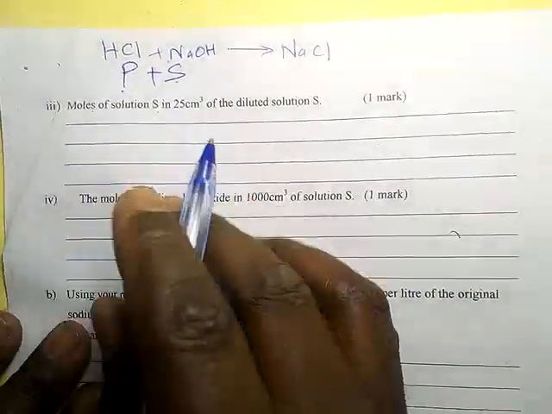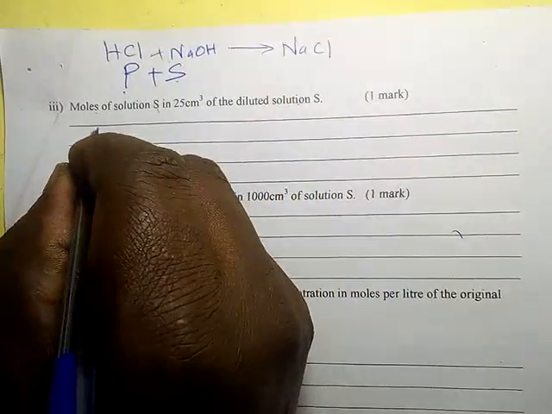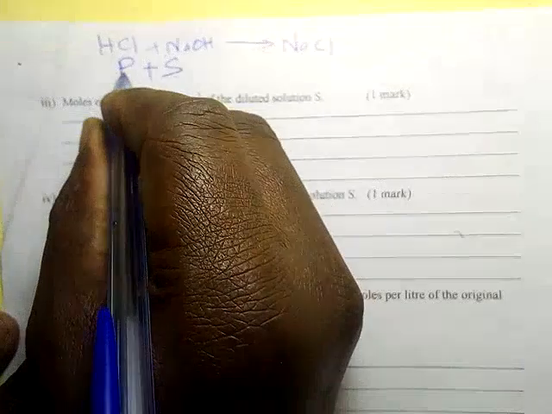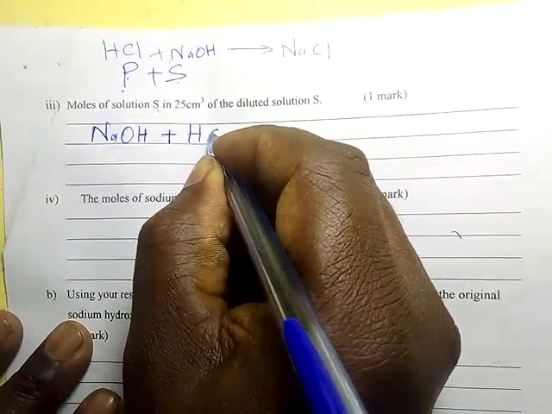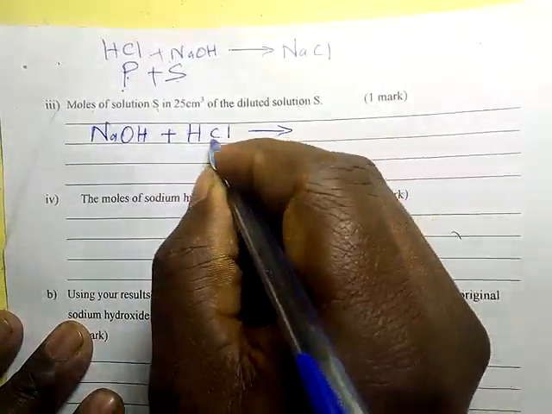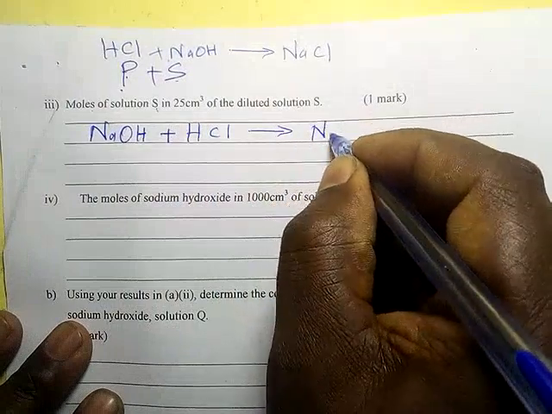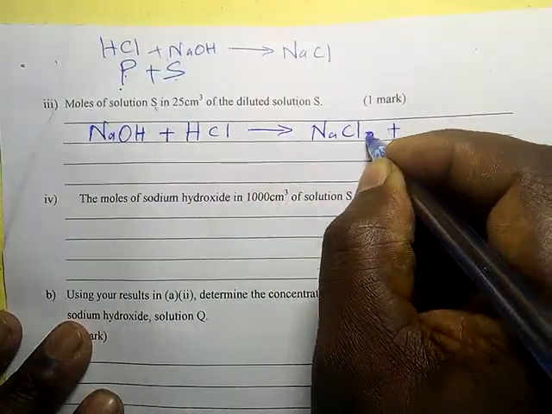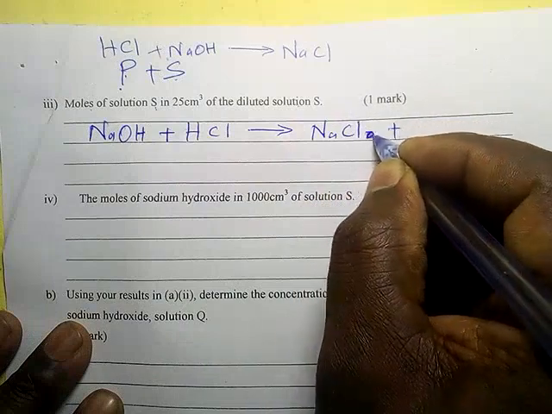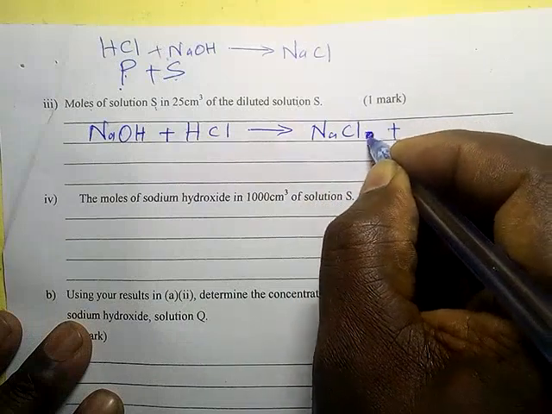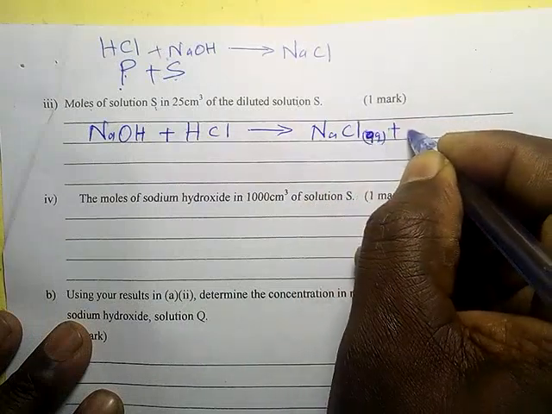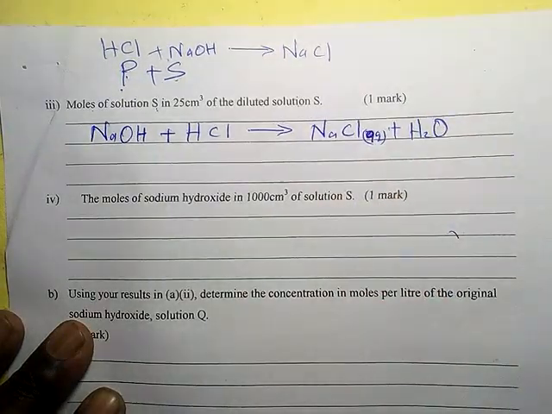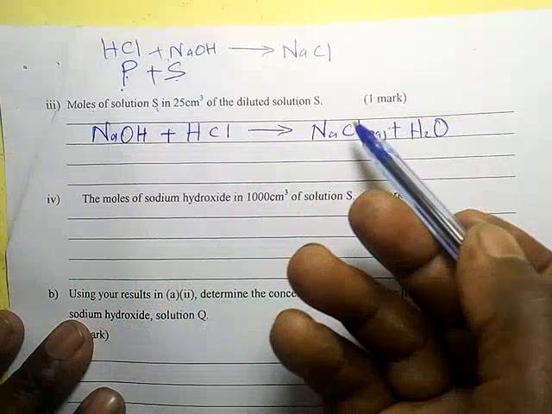So let me write the equation here. S is sodium hydroxide plus P is HCl. So this one is a neutralization reaction which will form sodium chloride, aqueous, plus water. The ratio, as you can see, is 1:1.